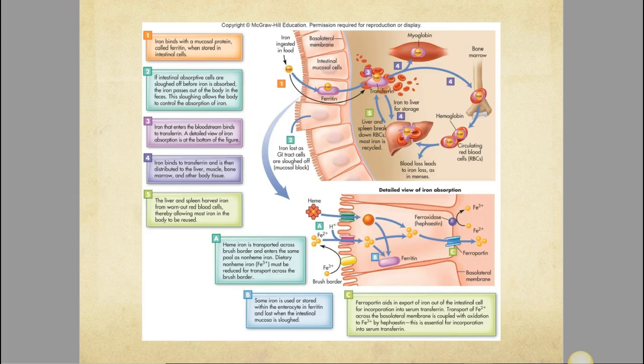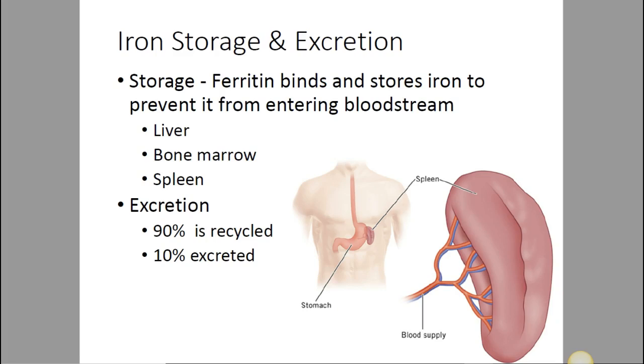This diagram from our book goes into great detail, and I think it's very interesting if you are into the biochemistry in terms of understanding iron absorption and distribution. But for the purposes of this class, you won't need to recall any of this information at this level. So on a broader base, just remember that ferritin will bind and store iron to prevent it from entering the bloodstream. So it'll be stored in the liver, sometimes the bone marrow, and the spleen as well. And then about 90% of iron will be recycled and used where and when it's needed, and usually only up to about 10% will be excreted.